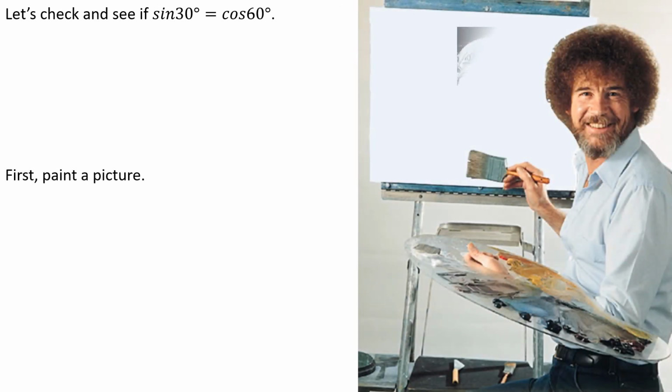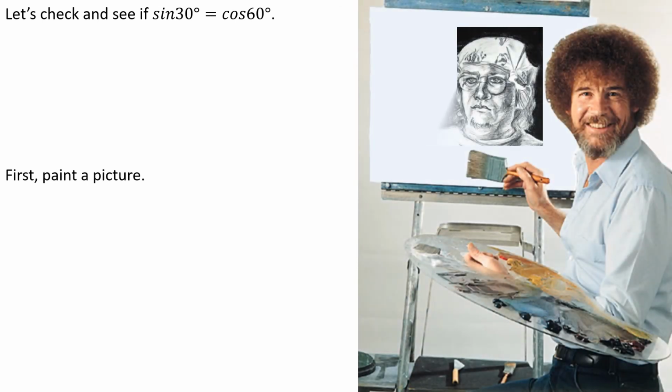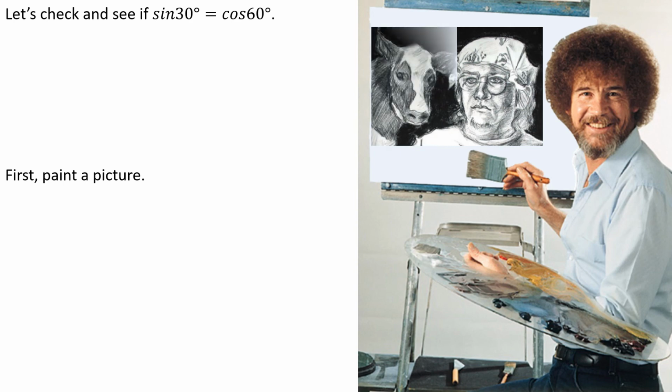Okay, so let's check and see if this really works. All right, 30 and 60 are complementary angles. So let's see, does the sine of 30 degrees really equal the cosine of 60 degrees? Again, if I ever have a question in trigonometry and there's no diagram, I've got to get a picture. Boy, they sure had that cow stand still for a long time to pose for that drawing, huh?